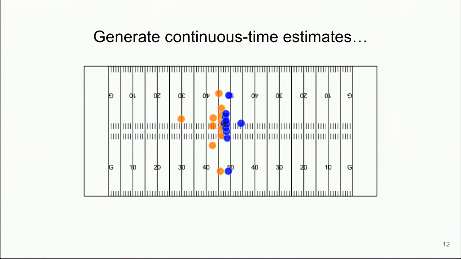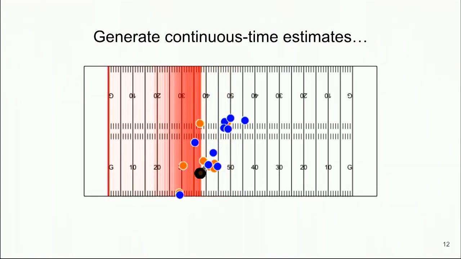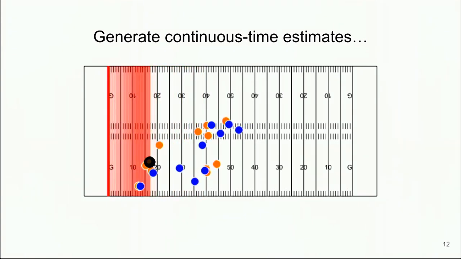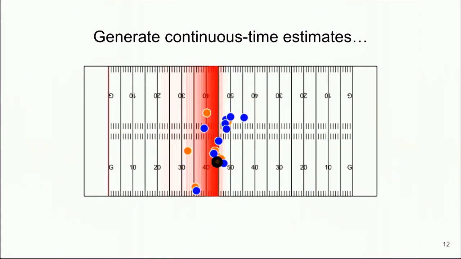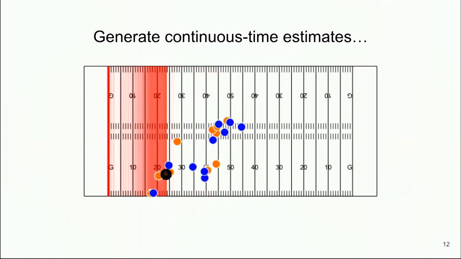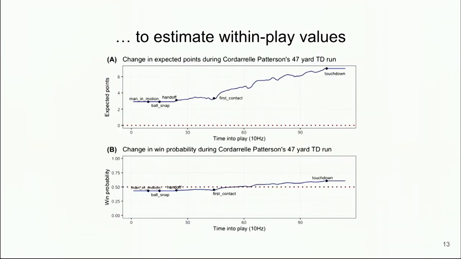So in continuous time, potentially, we could create these full conditional density estimates throughout a play. You're seeing here how the conditional density estimates change throughout this run, noting some increasing non-zero probability at the end corresponding to the ball carrier reaching the touchdown. And with that, I can get full continuous within-play valuations. The top chart corresponds to expected points throughout a play, and the bottom to win probability. So I'm getting the within-play value.